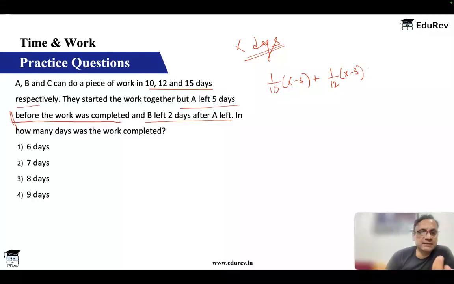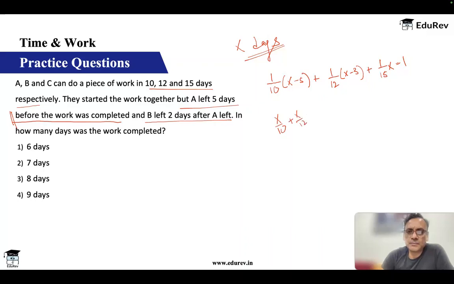Okay, and C never left, right? C went on to complete the work. So C is 1 by 15 into x. This should be equal to 1. So this will be your equation. A has worked for x minus 5 days, B has worked for x minus 3 days, and C has worked for x days. Okay, let's open this. So x by 10 plus x by 12 plus x by 15 is equal to 1 plus 5 by 10 plus 3 by 12.